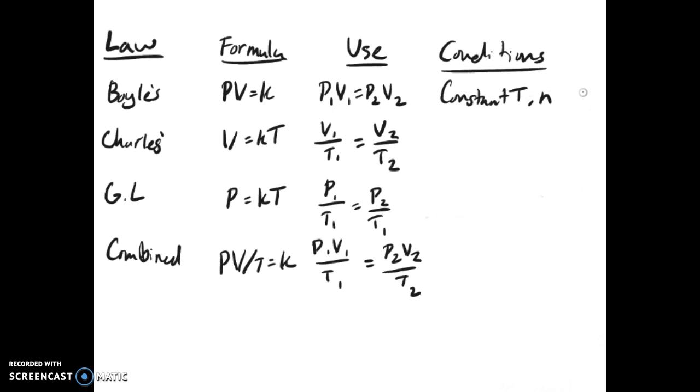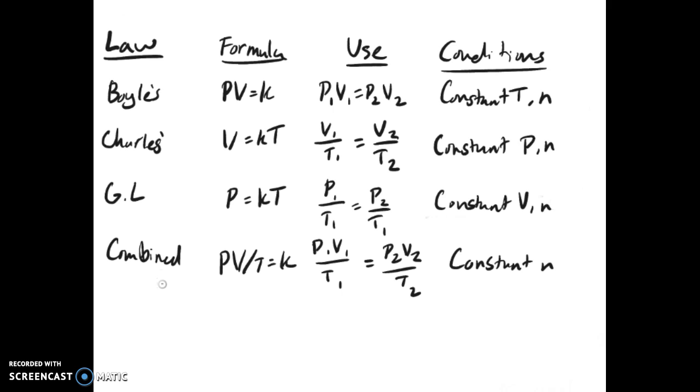Now I realized I filled in the constants for Boyle's without going through the constants for the other ones. But for Charles's law, you need a constant pressure, constant moles. For Gay-Lussac's, you need a constant volume, constant moles. But for the combined, you only need constant moles, because the other ones take care of the other constants.